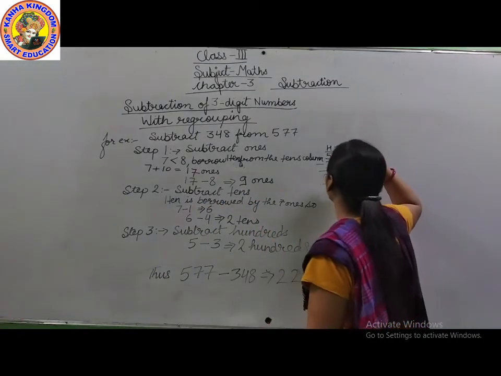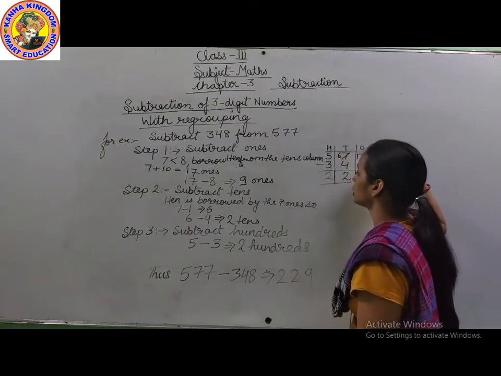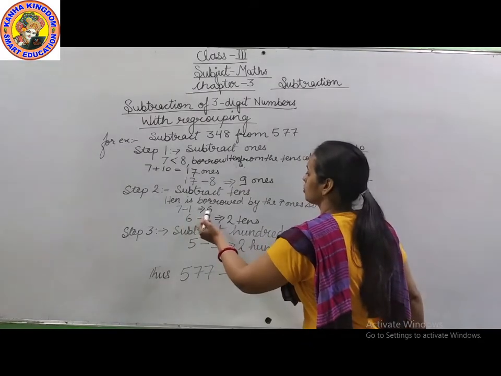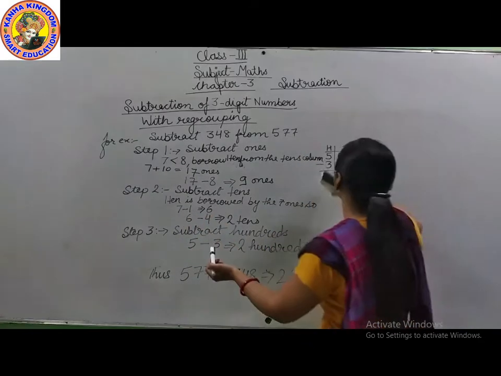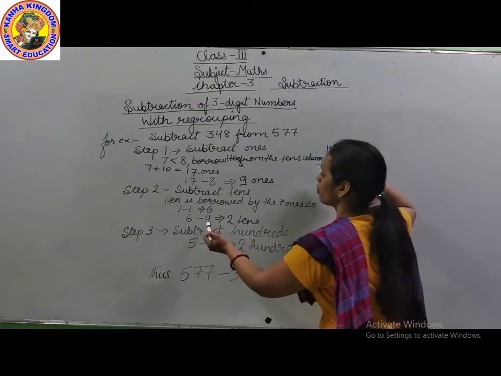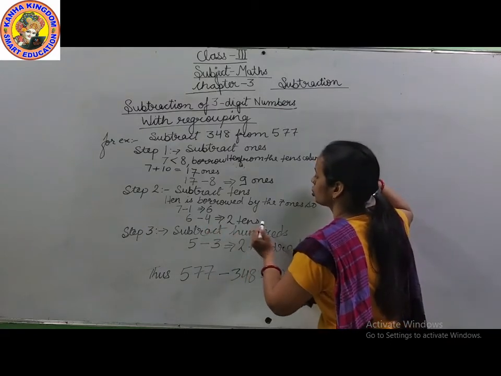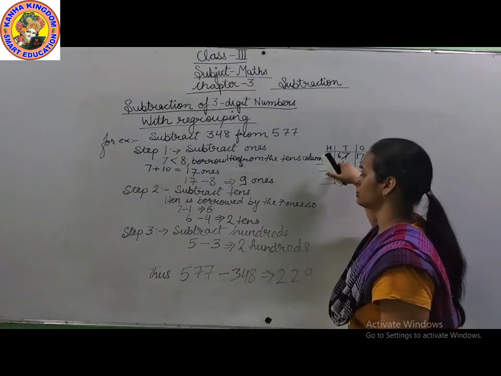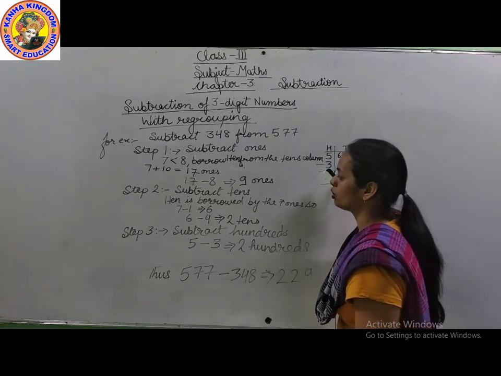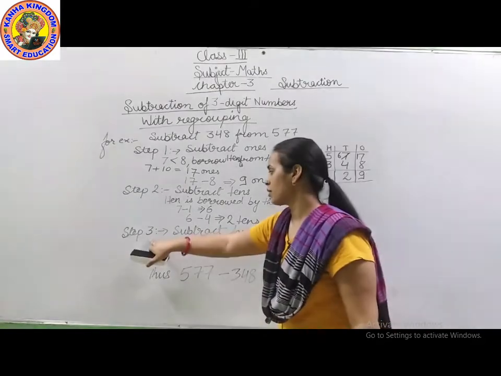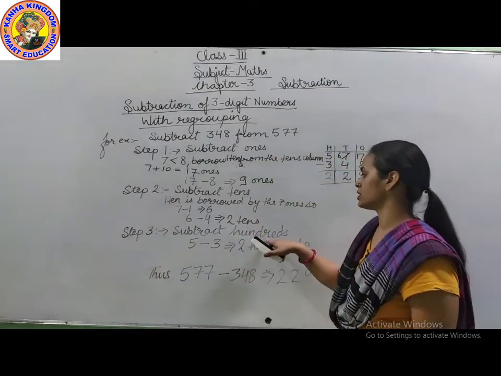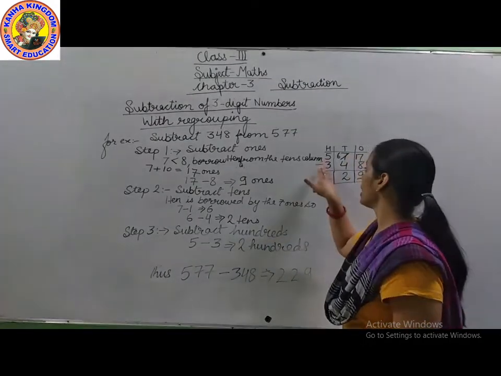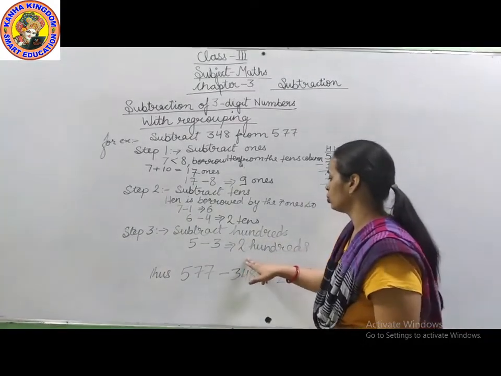1 ten is borrowed by the ones, so 7 minus 1 equals 6. So 6 tens minus 4 tens equals 2 tens. Last step, subtract the hundreds. So 5 minus 3 equals 2.